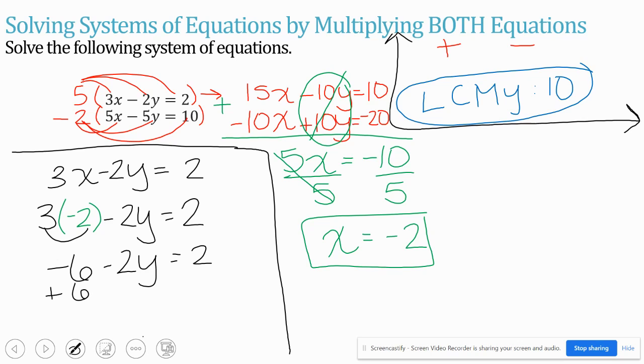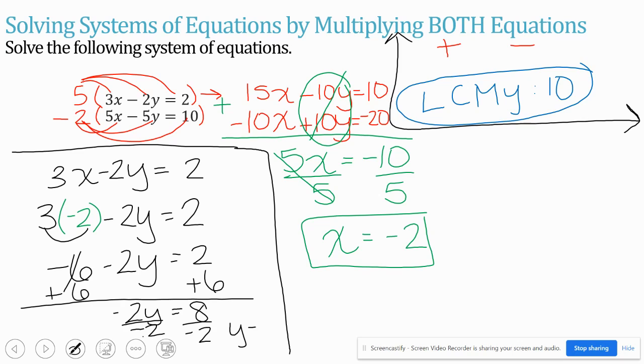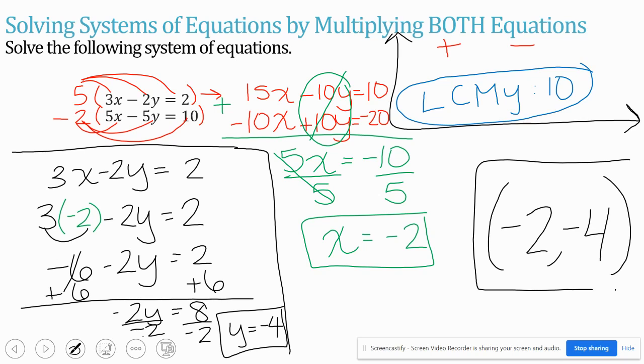Multiply here, we get -6 minus 2y equals 2. Add your 6 to both sides. That cancels. You get -2y equals 8. Divide by -2, and we get y equals -4. Remember, don't forget to write your answer as a coordinate, (-2, -4). So if we were to graph these two lines, this is where they would intersect at that point.